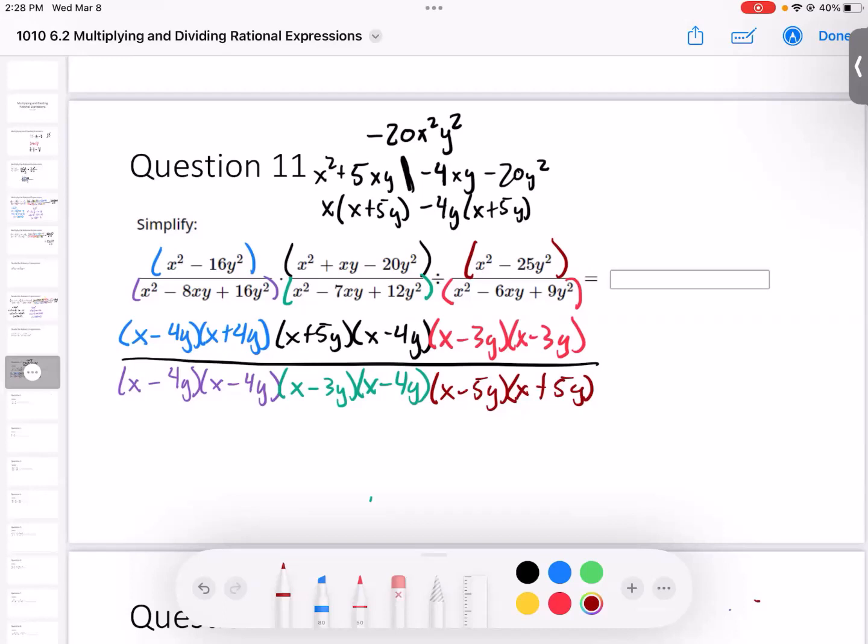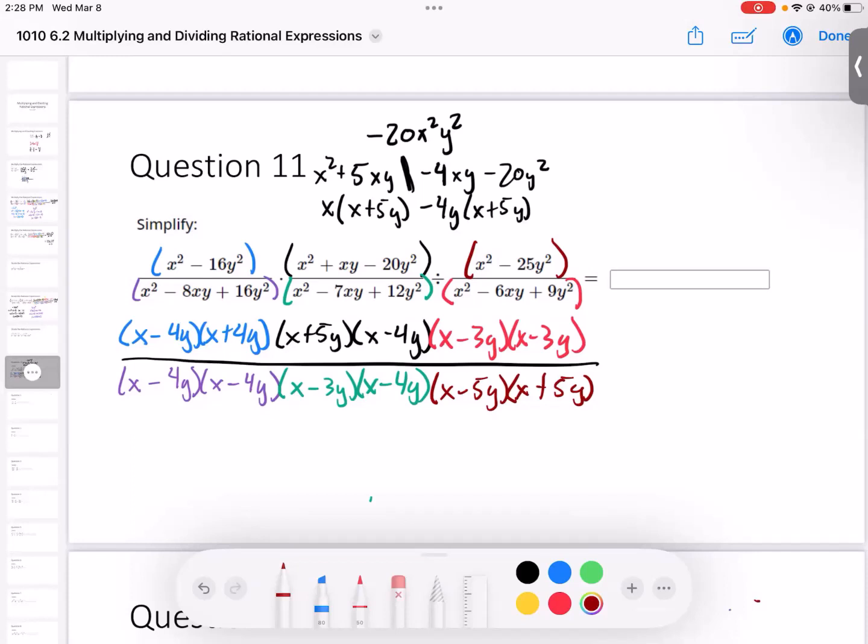Once you get everything all factored, we've already done the zigzag thing, because I took blue times black, and then I zigzagged down and multiplied by the red and got that as the top of my answer. And same thing here, I did purple times green, and then I zigzagged up to the brown to get the bottom part of my answer.